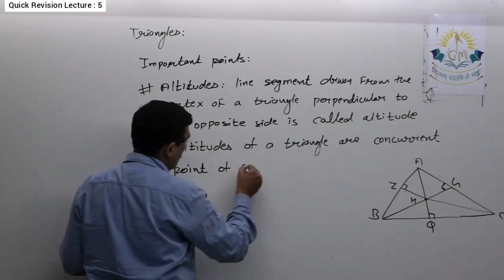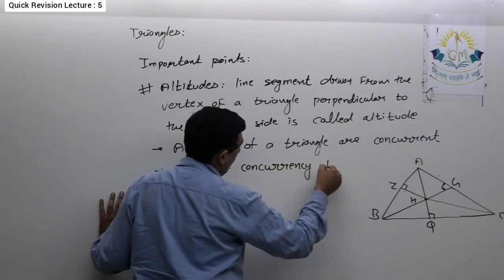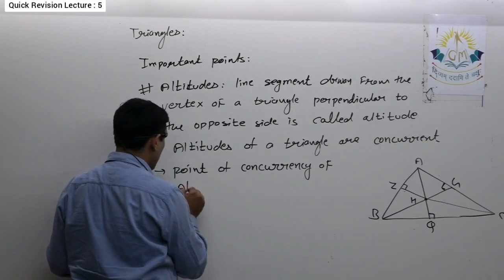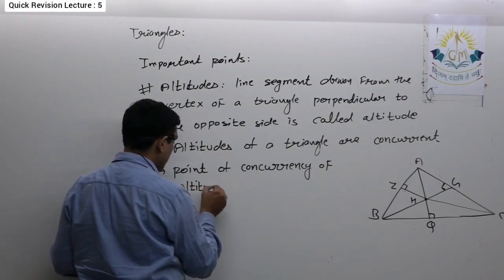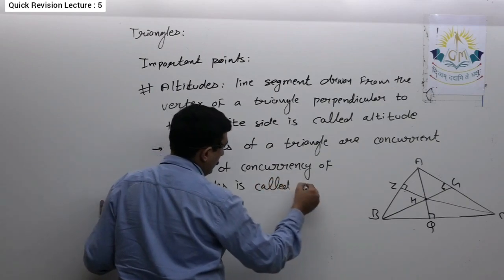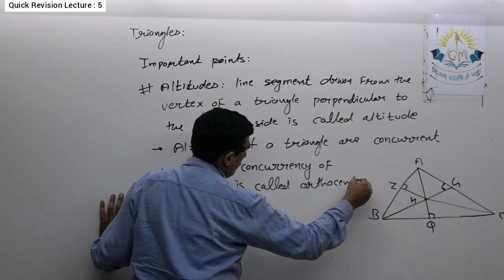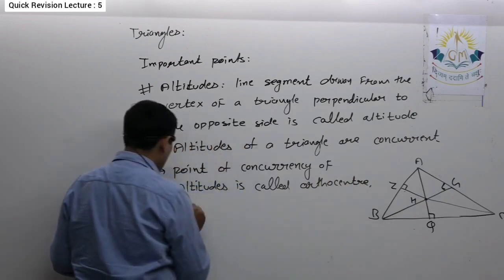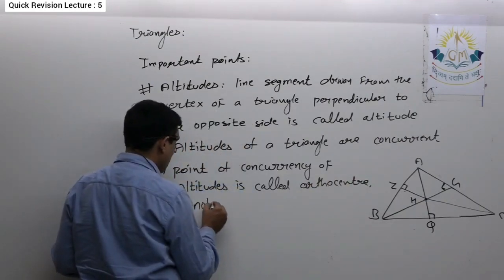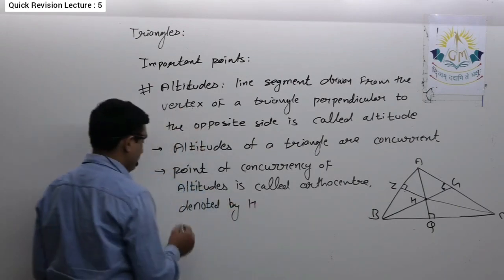The point of concurrency of altitudes is called the orthocenter, denoted by capital H.